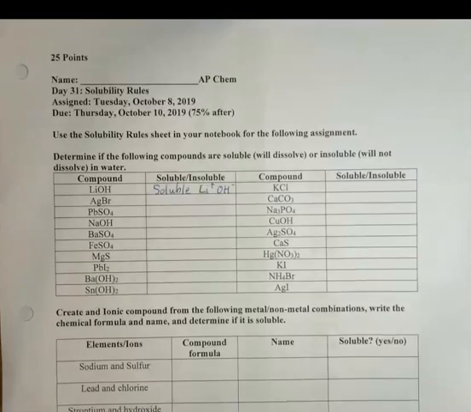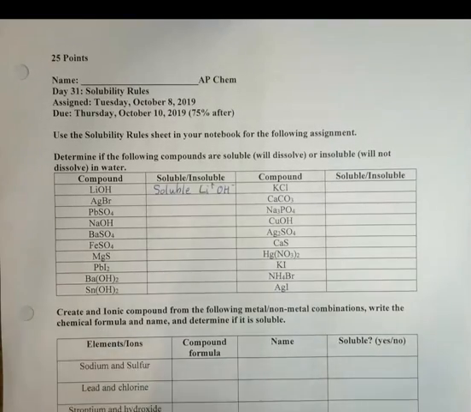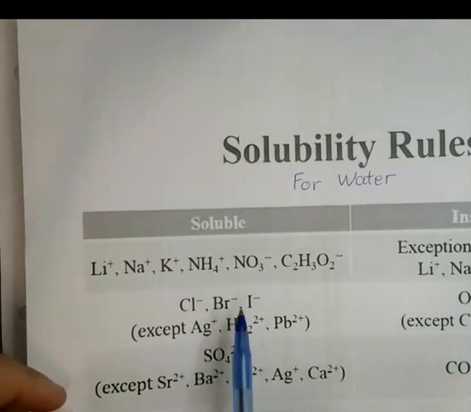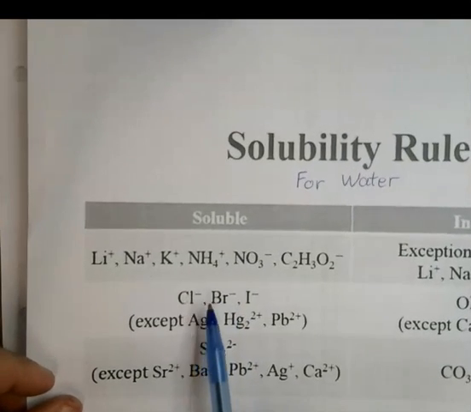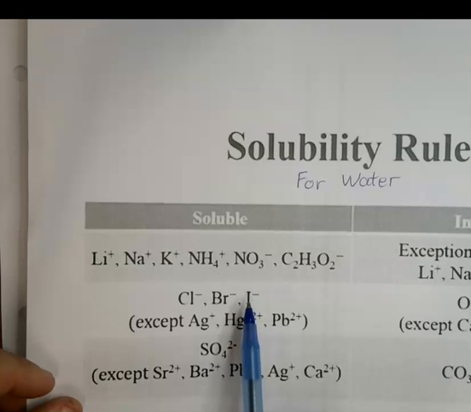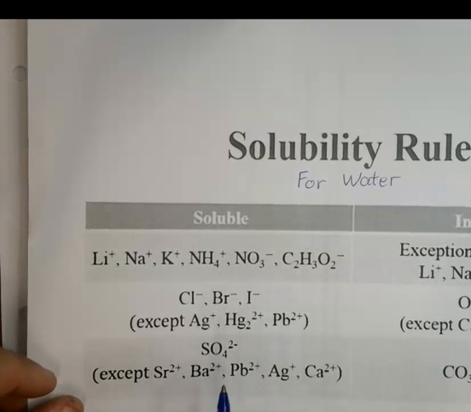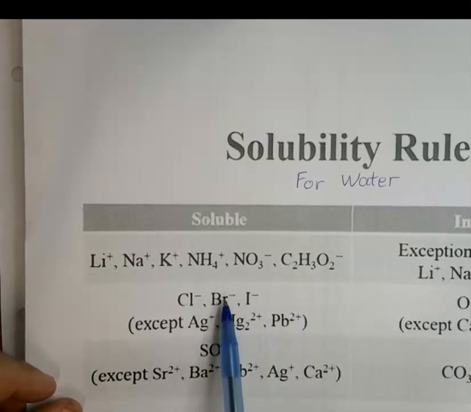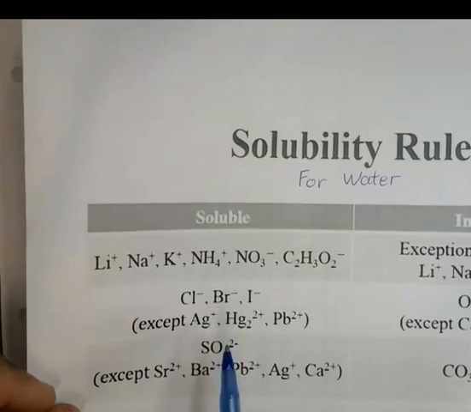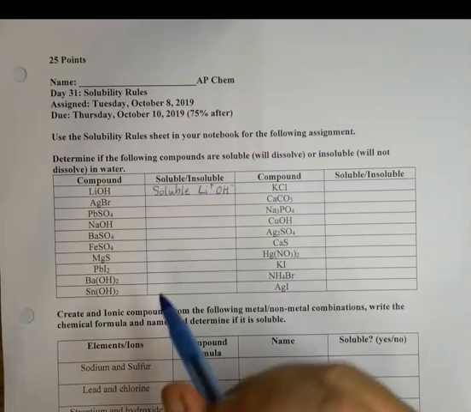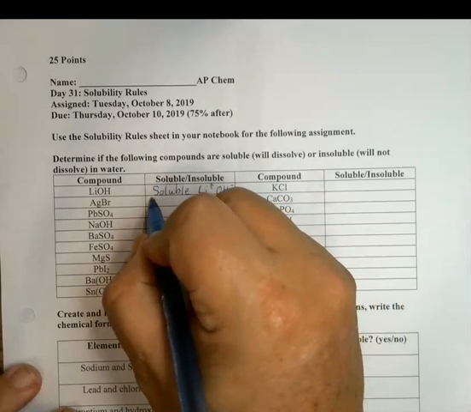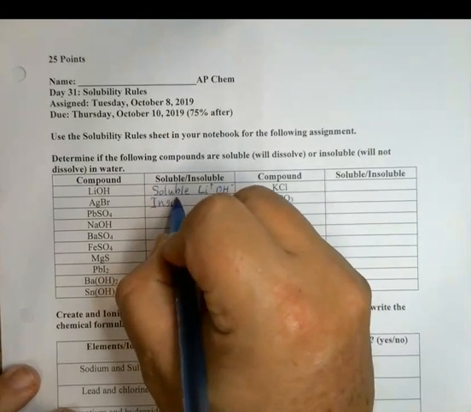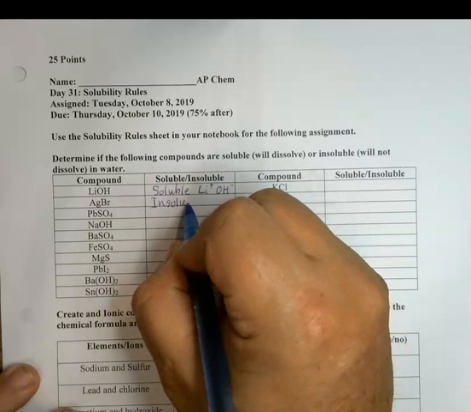Okay, next up is silver bromide. So we look down here. And we see that chlorine, bromine, and iodine are soluble with everything except three elements: silver, mercury, and lead. So silver bromide is one of the exceptions to bromine being soluble. So that's going to be insoluble. This compound right here is insoluble. Means it will not dissolve. It'll stay together in water.